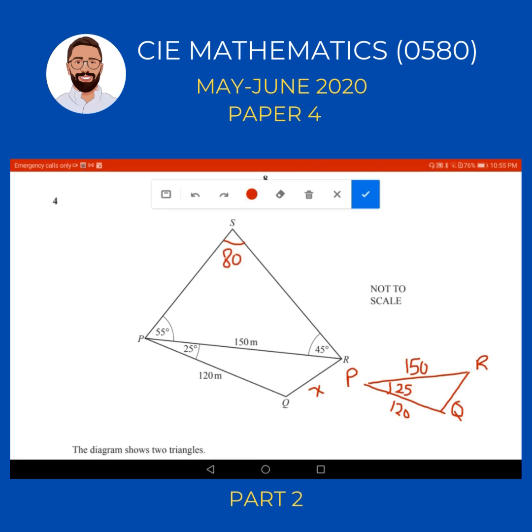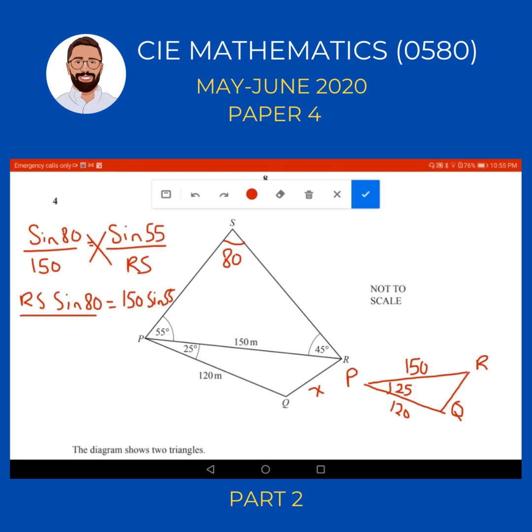Now, how can I find RS? If I use the sine rule, I say sine 80 over the opposite side, which is 150, is equal to sine 55 over its opposite side, which is RS. And now I can cross multiply. So RS times sine 80 is equal to 150 sine 55. To find RS, I need to divide both sides by sine 80.